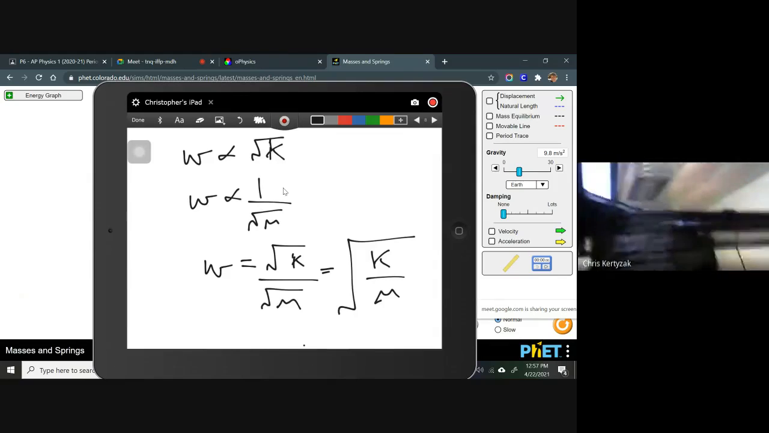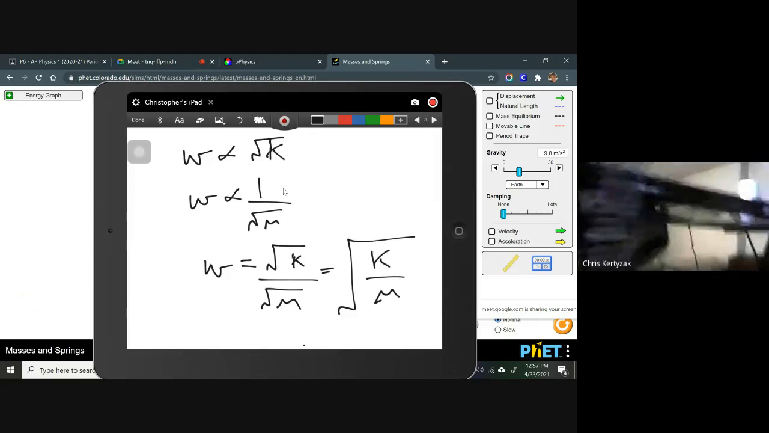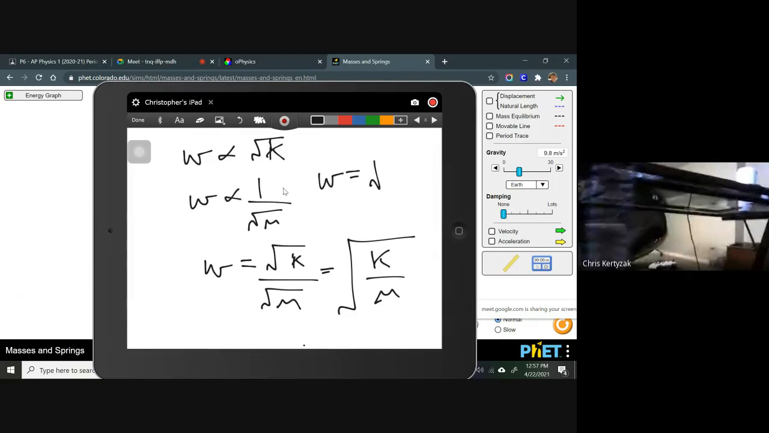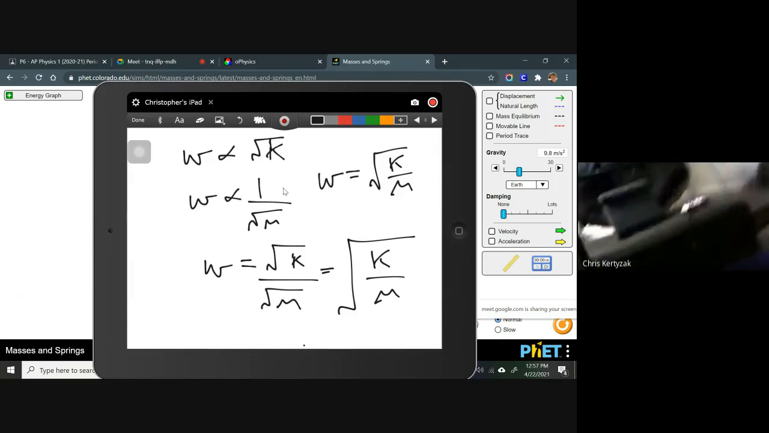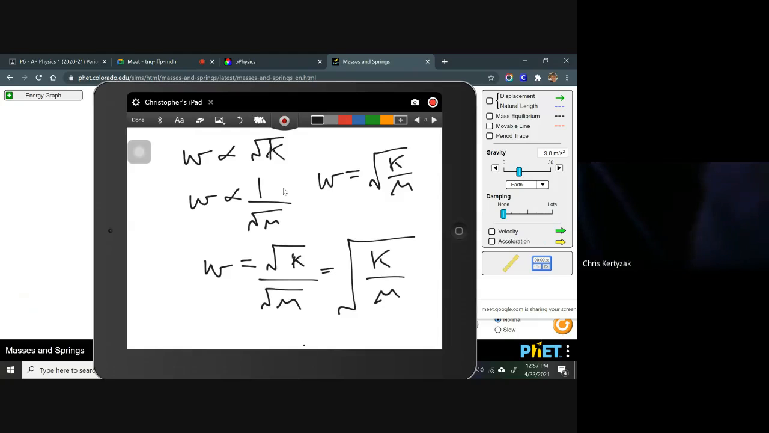And then since they're both square roots, we can just go like this. So this is the formula for omega. Omega is equal to the square root of k over m. This is a well-known formula for the angular frequency, which conceptually tells us how rapidly it will go through its cycles.